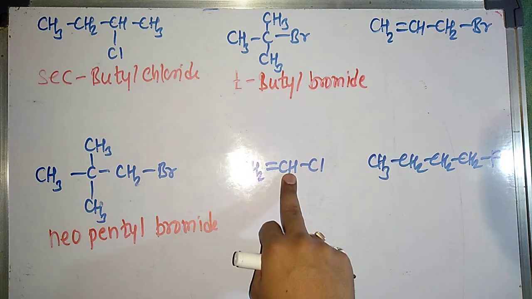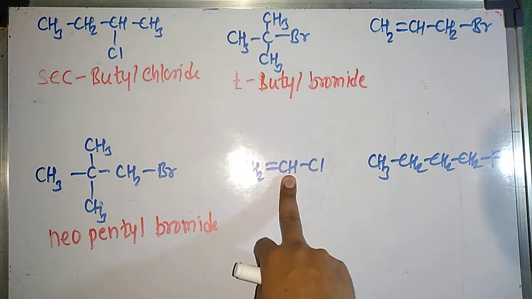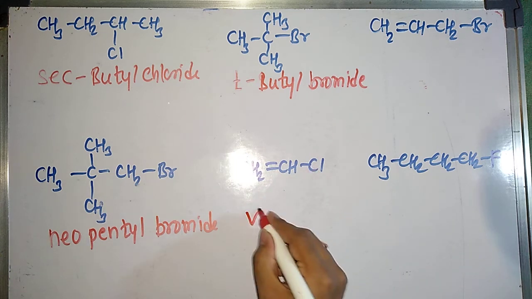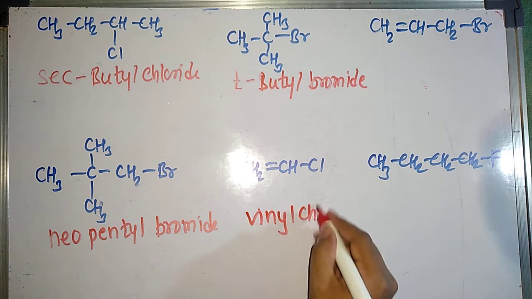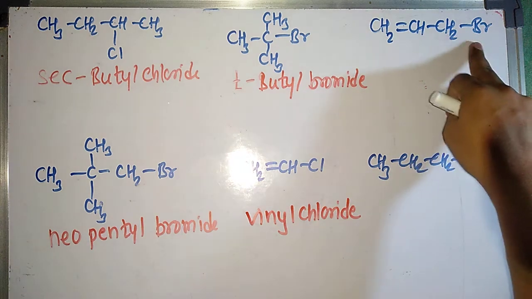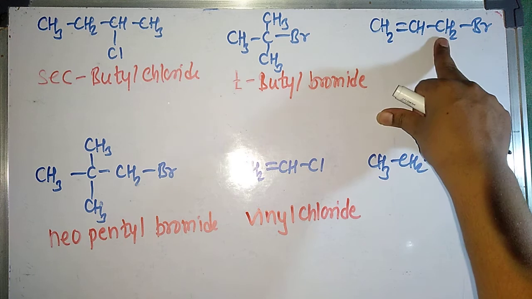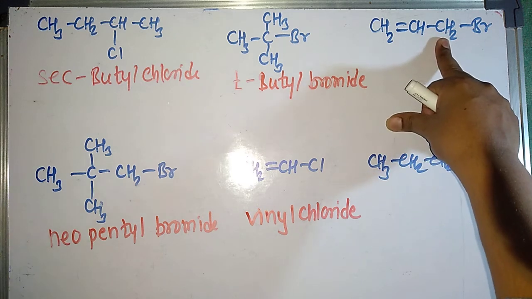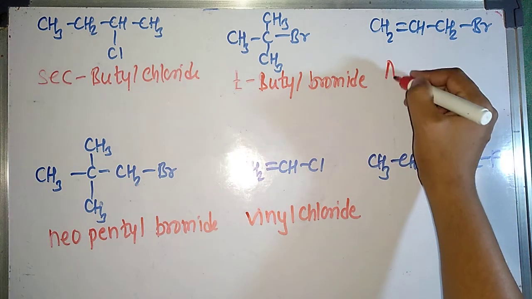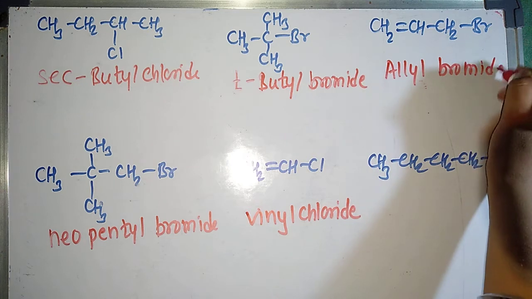Now in this case, this carbon, that is an sp2 hybridized carbon atom, a doubly bonded carbon atom, is attached to the halogen, so I will call it a vinyl halide, or vinyl chloride in this case. So the common name is vinyl chloride. Here we have one sp3 hybridized carbon atom next to the carbon-carbon double bond. This carbon is called the allylic carbon. Since bromine is attached to the allylic carbon atom, I will call it allyl bromide.